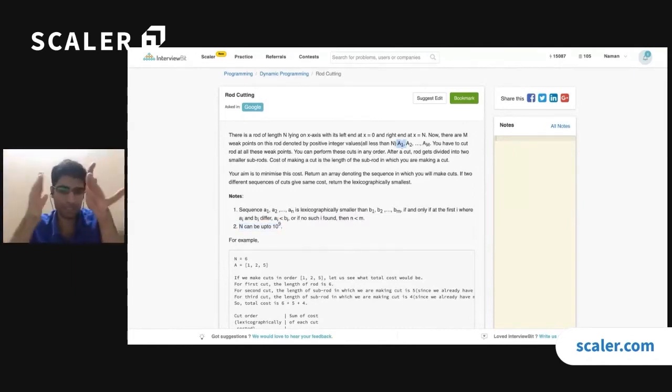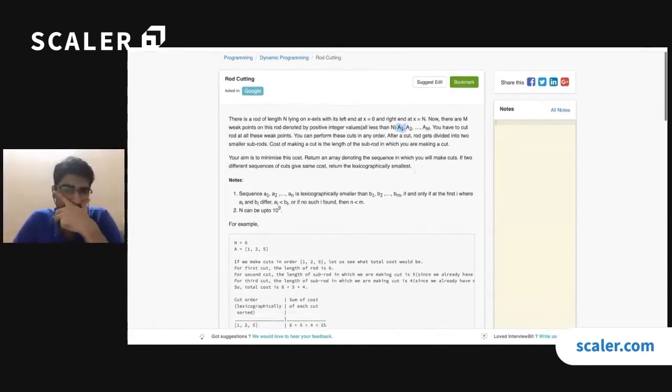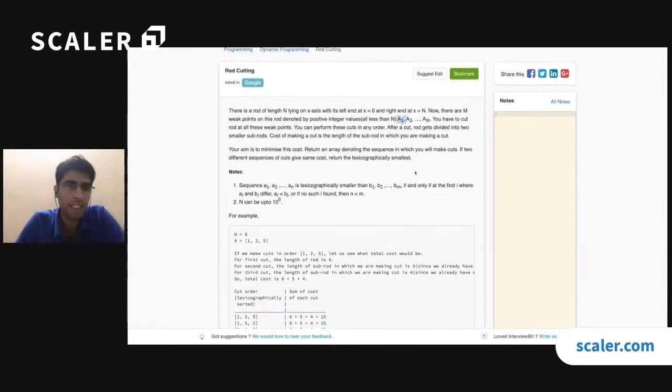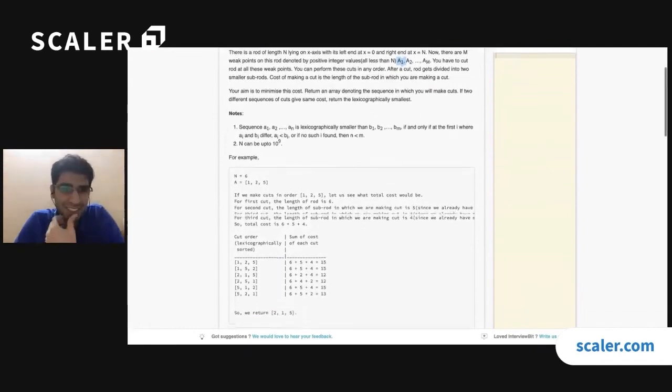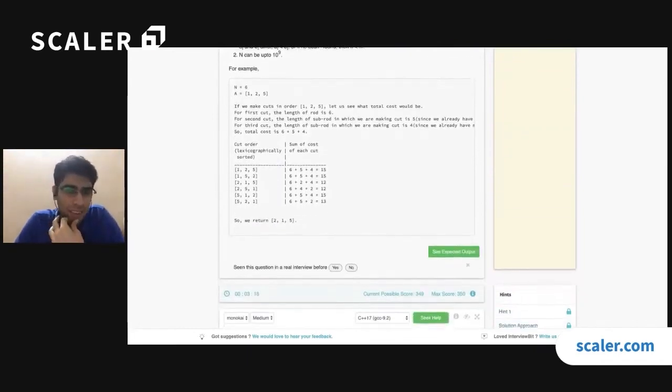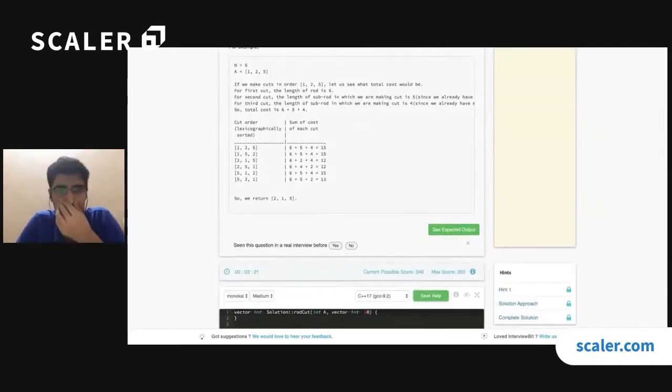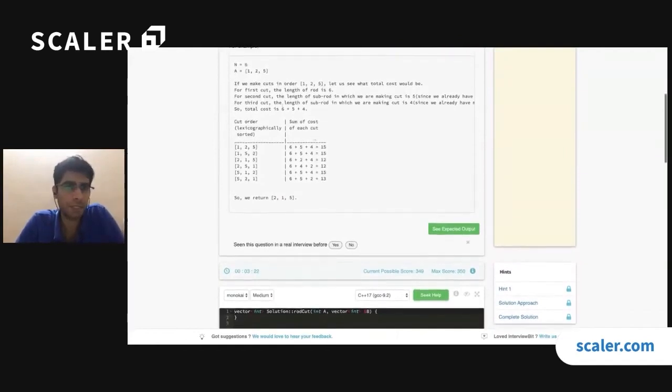So if I have made a cut here, then let me think of the DP table. Like in any DP question, I first try to find what the state relation can be. And I haven't seen this question earlier, so let me think what the DP state can be. So for example, n is equal to 6 and a is equal to 1, 2, 5.